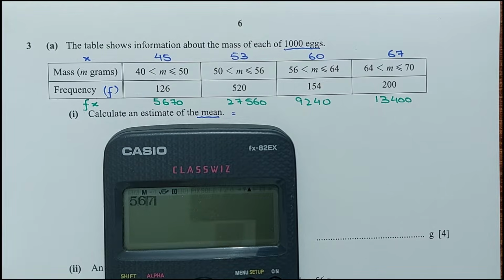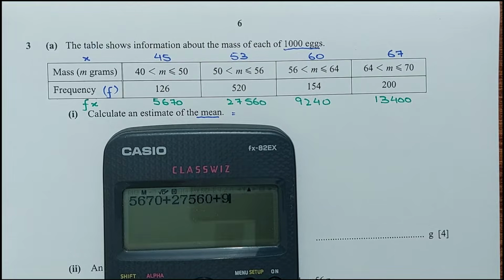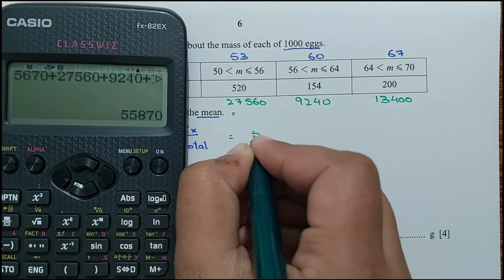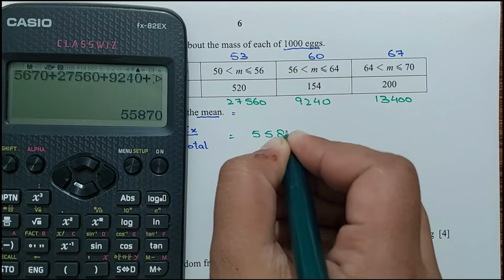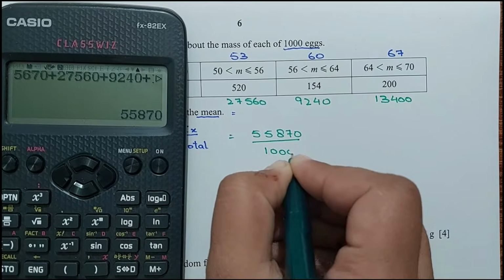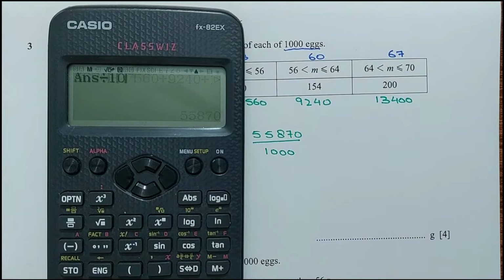So 5670 plus 27,560 plus 9,240 plus 13,400. Right, so this should be 55,870 divided by the total number of eggs, 1000, and this is the mean, which is 55.87 grams.